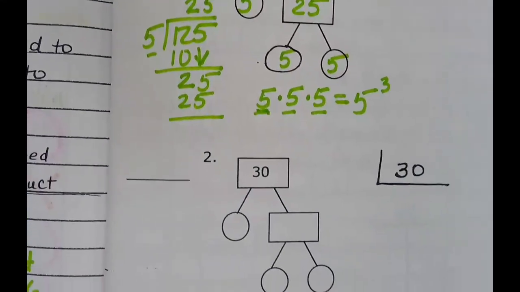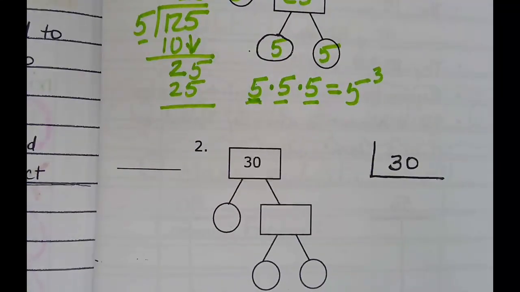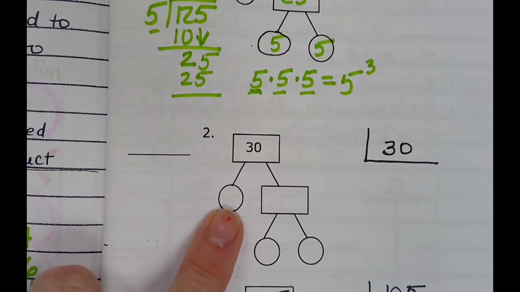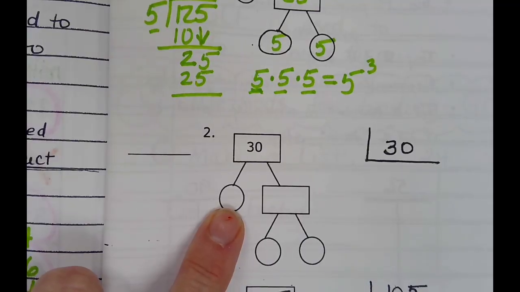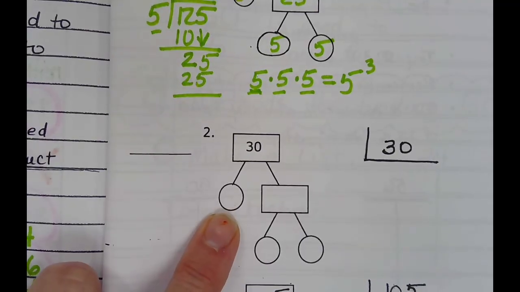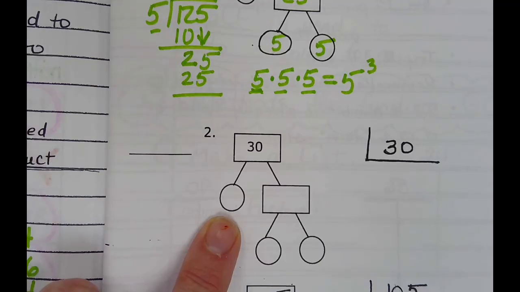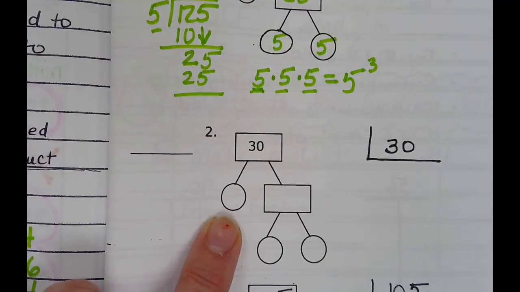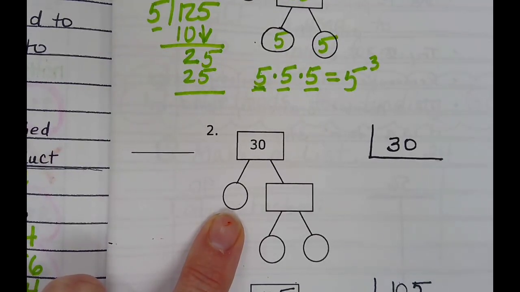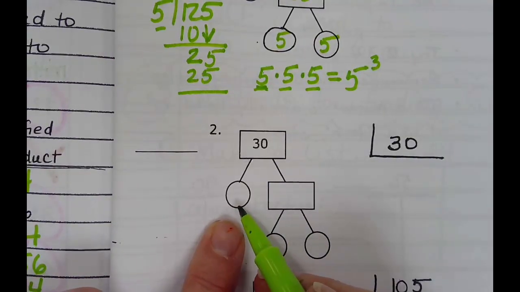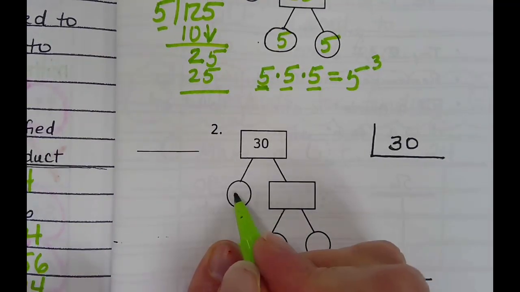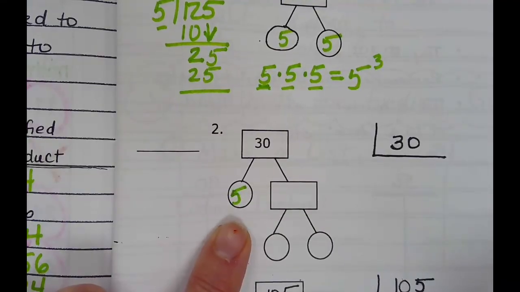All right, for number 2, I have a 30. I need to break this into 2 numbers. One of them has to be prime. There are many different ways I could break 30 down. Give me 2 factors for 30. What times what is 30? Okay, so which of those 2 numbers is the prime number for me to put in the circle? 5 or 6? Okay, so I'm going to put this as a 5 because I can't break it down.